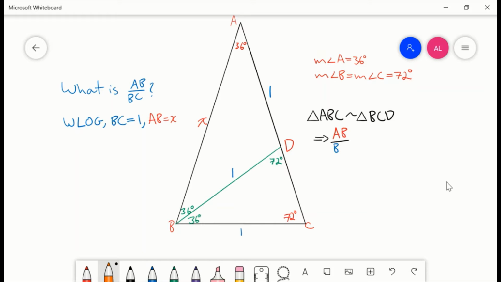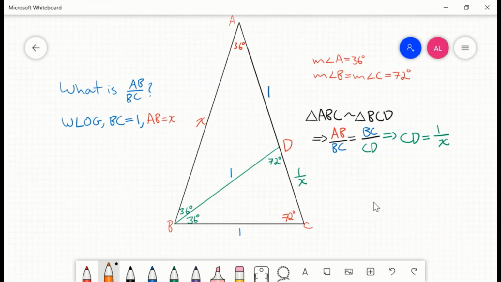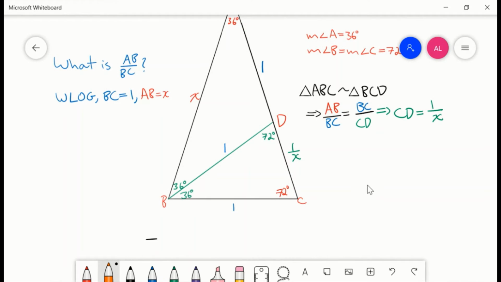So this big triangle right here is similar to this smaller triangle right here. And from this, we can infer that the ratios of their corresponding sides are equal. So AB over BC equals BC over CD, which implies that CD is 1 over X. But then notice, X is equal to AB, but then since ABC is isosceles, AB is equal to AC, which is equal to AD plus DC, which is 1 plus 1 over X. So it turns out that X is equal to 1 plus 1 over X.